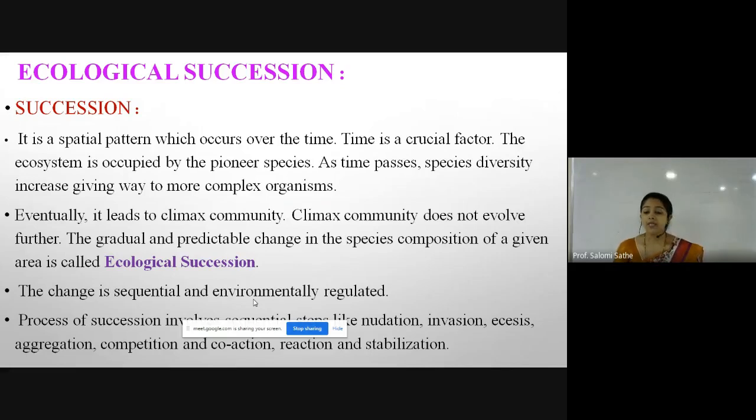Okay, the climax community does not evolve further. The last state of the succession, or the ecological succession, or the ecosystem, is the climax community. Okay? The gradual and predictable changes. Gradual means slowly, and predictable changes in the species composition of a given area are called ecological succession. And the changes are sequential and environmentally regulated.